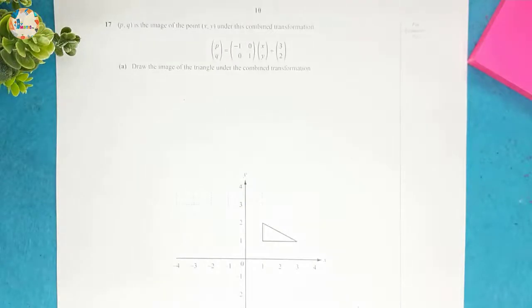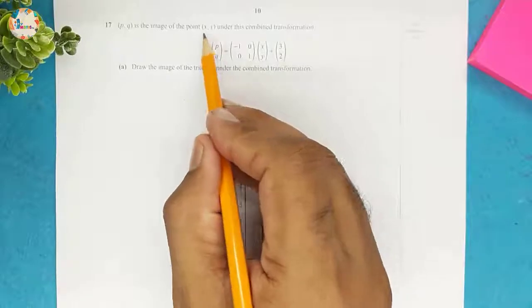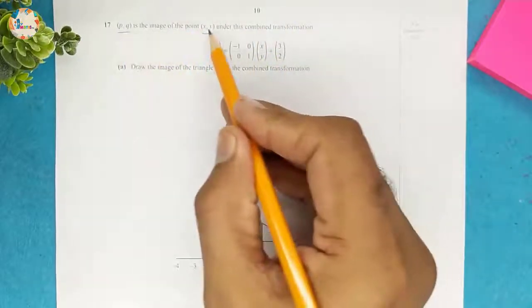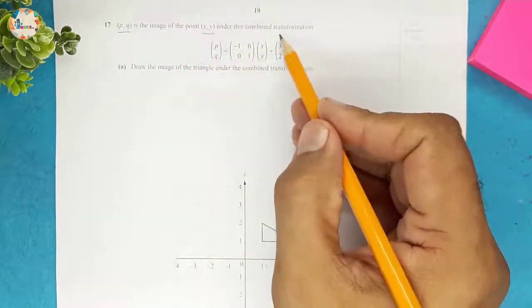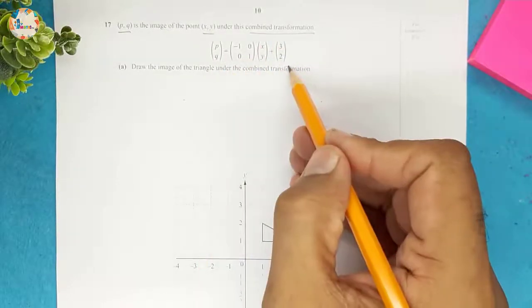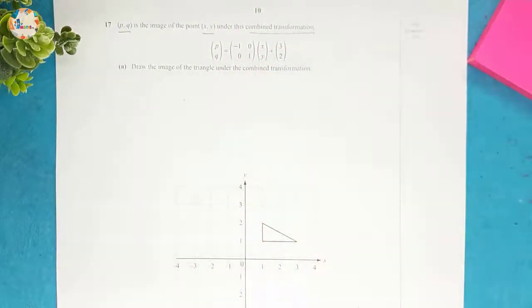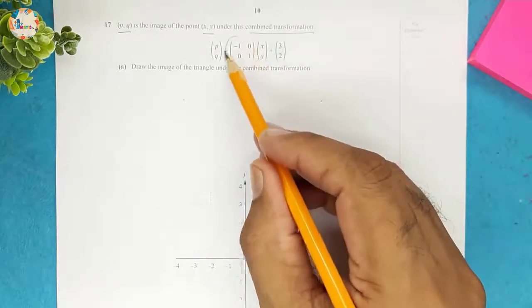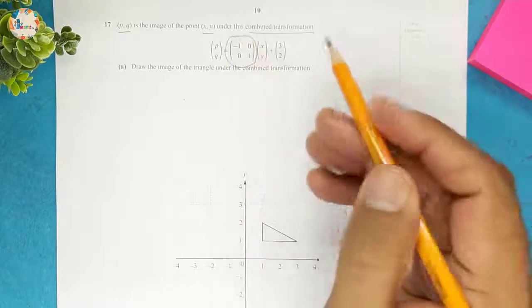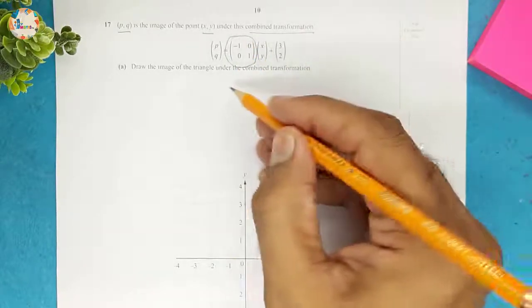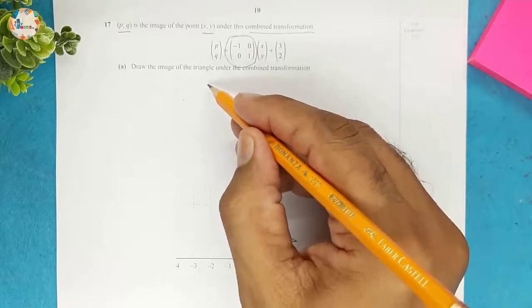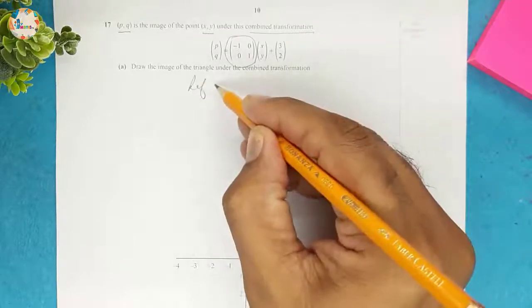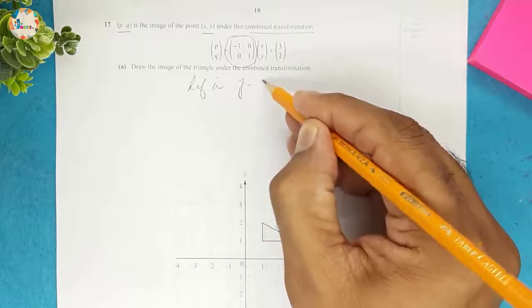Question number 17. PQ is the image of the point XY under this combined transformation. Draw the image of the triangle under the combined transformation. So we can understand from here this matrix is basically a reflection in the y-axis.